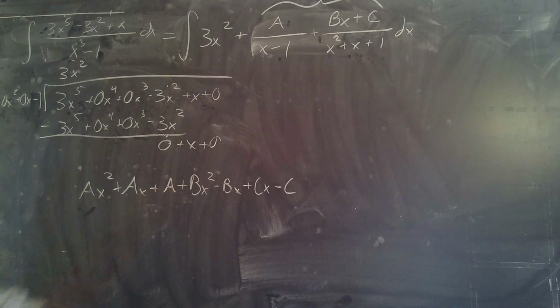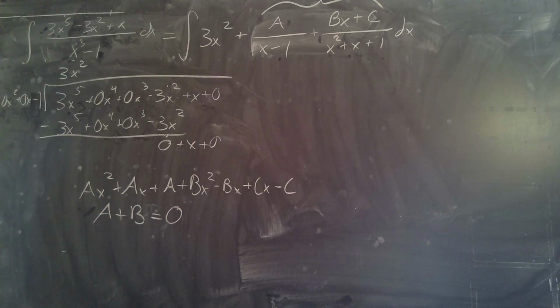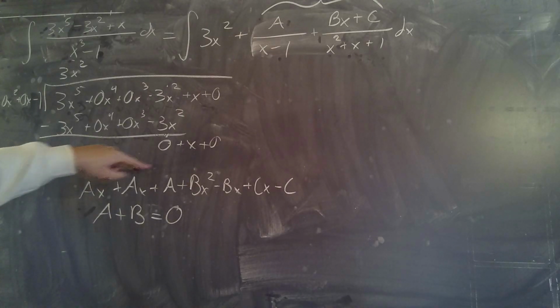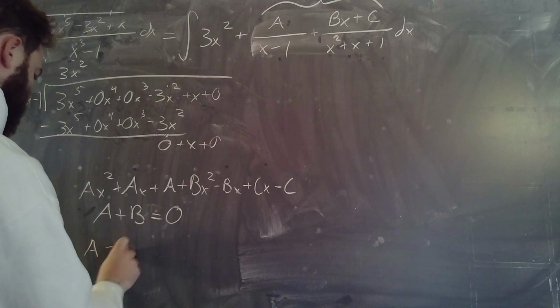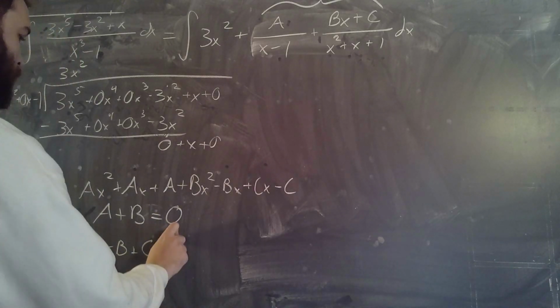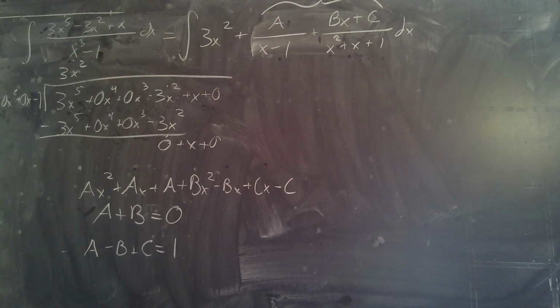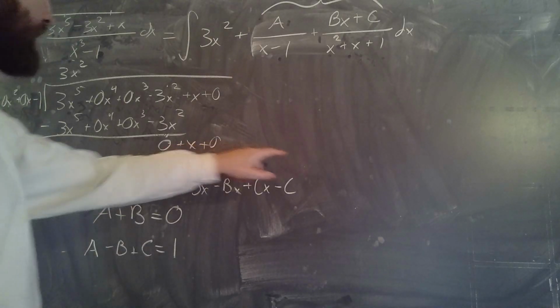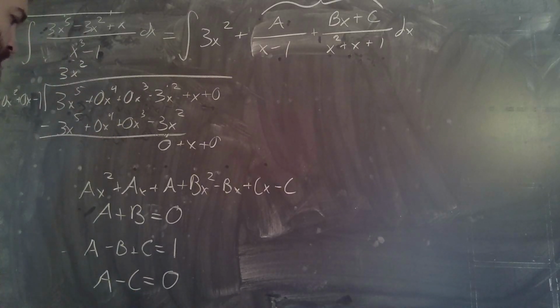So the coefficients of x squared will be A plus B, and that's supposed to equal 0 because there are no x squared terms in the original numerator. Next, I can compare the x's. So I have Ax, negative Bx, and Cx, or in other words, A minus B plus C has to equal 1 because I have precisely 1x in the numerator. And then lastly, I can take the constant terms, which is this A and this minus C, and notice that there is no constant in the original numerator, and so this is A minus C equal to 0.